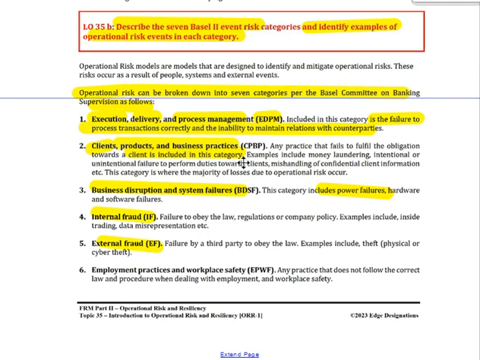Internal and external fraud are number 4 and 5. Internal fraud is failure to obey the law, okay, trading, data misrepresentation, etc. External fraud is failure to obey the law by a third party, things like theft, fraud, or things like that.